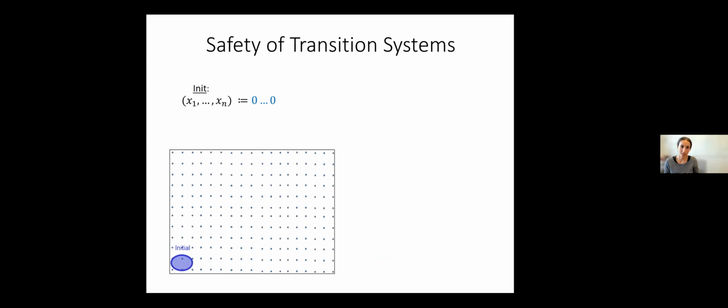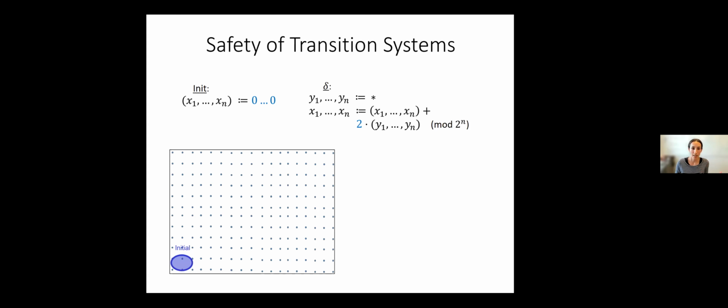So let's start with some background about the context where we are interested in invariant inference. So basically, the context is verifying safety of transition systems. What do I mean? In the safety verification problem, we are given a transition system, which consists of some definition of initial states. For example, here the state consists of a vector of n Boolean variables, and the initial state is just the state where all of them are 0.